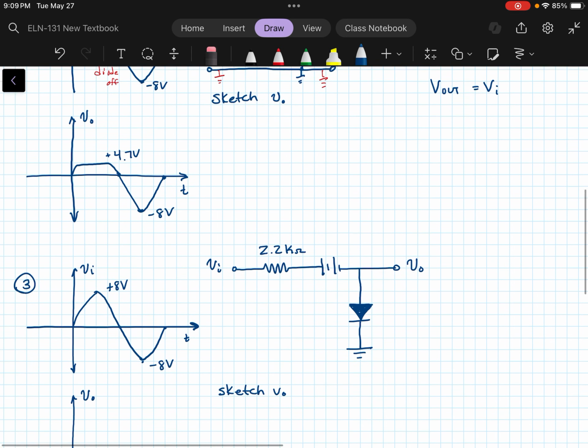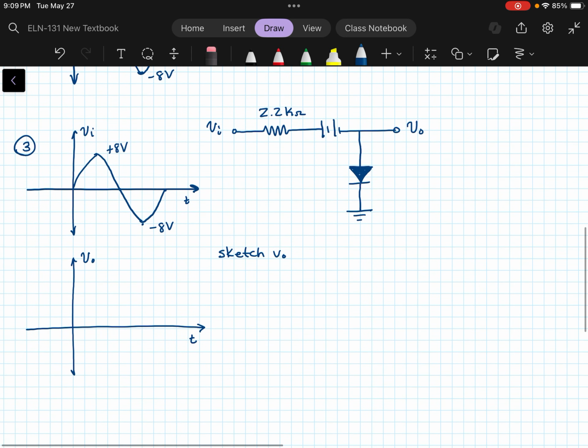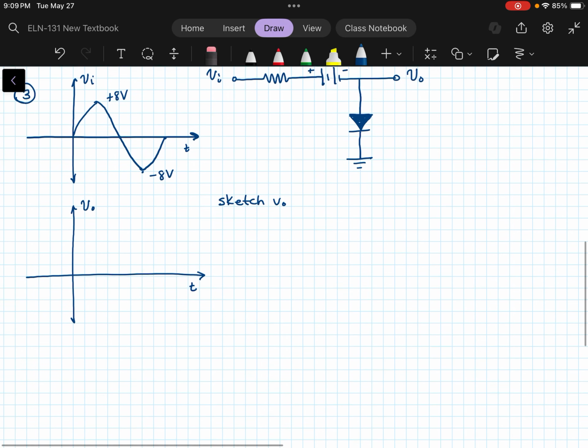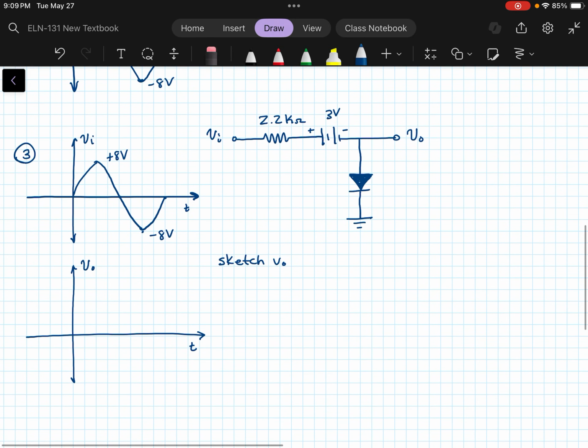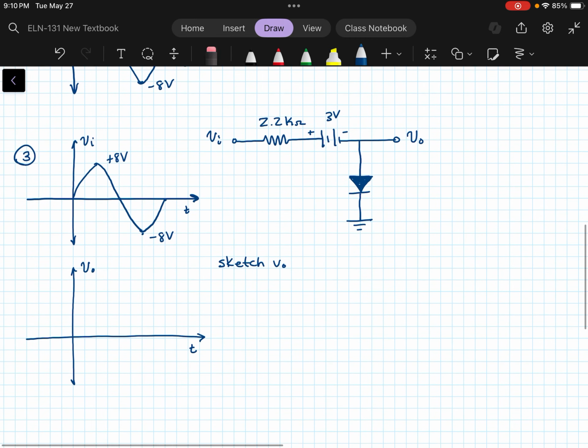Okay, let's look at a slightly different one here. And it looks like I have left off the fact that this is 3 volts here. I put the biasing in a different place because I thought that would be interesting to see. I've got the same input waveform here. So again, what we want to do is figure out when the diode is on.